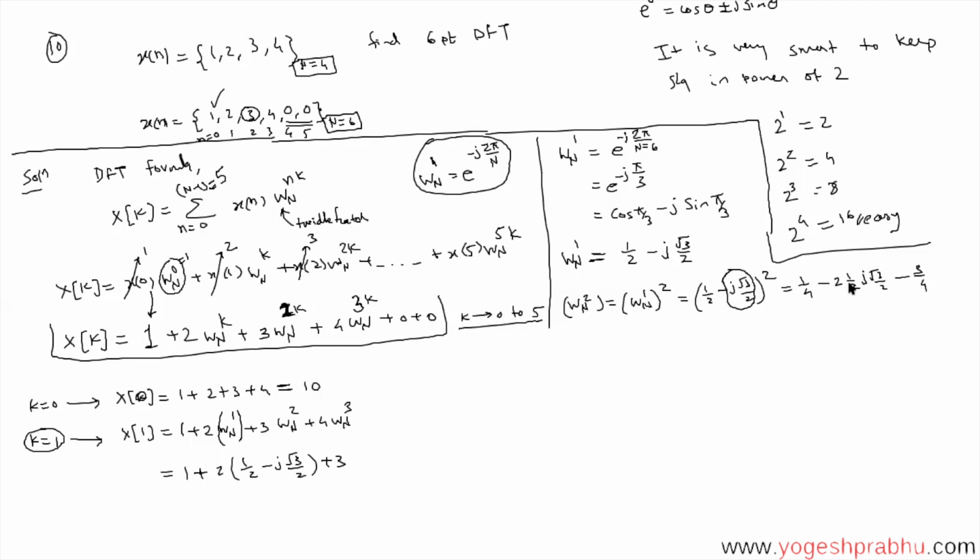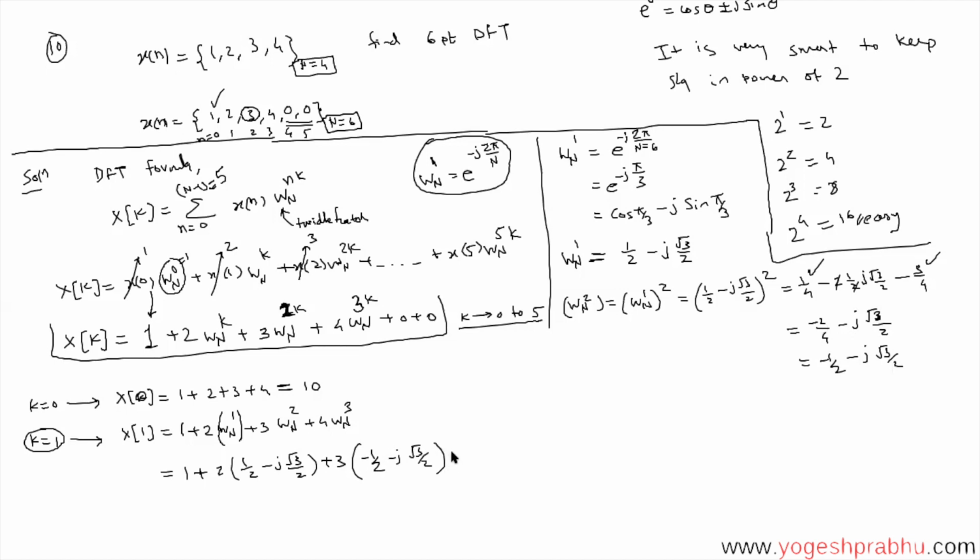Now let's club the real part together. This is a real term and this is a real term. So tell me, 1/4 minus 3/4 minus 2 by 4. This 2 will cancel out. Am I doing it correct? I believe so. You can verify calculations later on once again. So this is -1/2, and then this is minus j square root of 3 by 2. That's -1/2 minus j square root of 3 by 2.